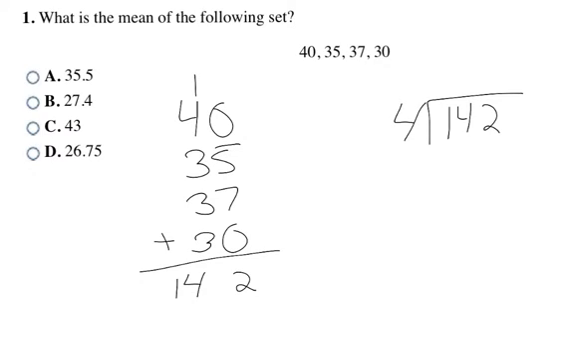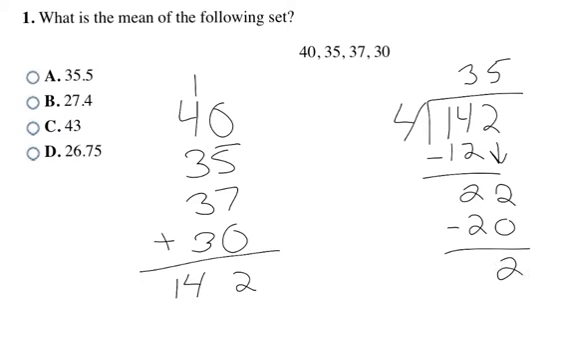So 4 goes into 14 3 times. 3 times 4 is 12. I subtract those two numbers and get 2, bring down my 2, and that leaves me with 22. And 4 goes into 22 5 times. 5 times 4 is 20. Subtract those numbers, and I'm left with a remainder of 2. So I'm going to have to add a decimal into my problem, add on a 0, and bring that 0 down to see if I can make it so I don't have a remainder.